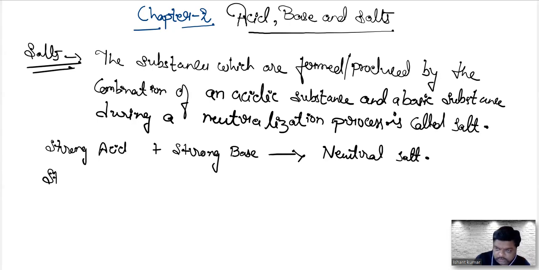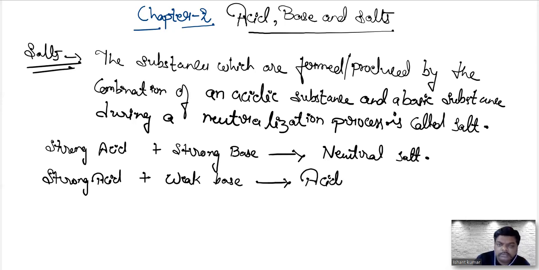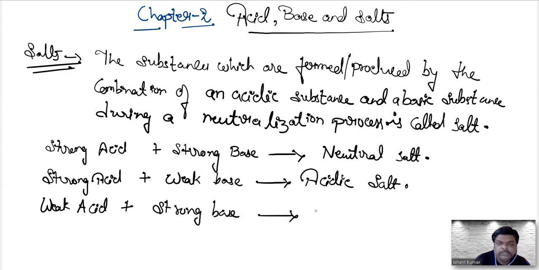When a strong acid combines with a weak base, then an acidic salt is obtained. And when a weak acid is combined with a strong base, then a basic salt is obtained. So these were the three types of salt which we have studied previously.